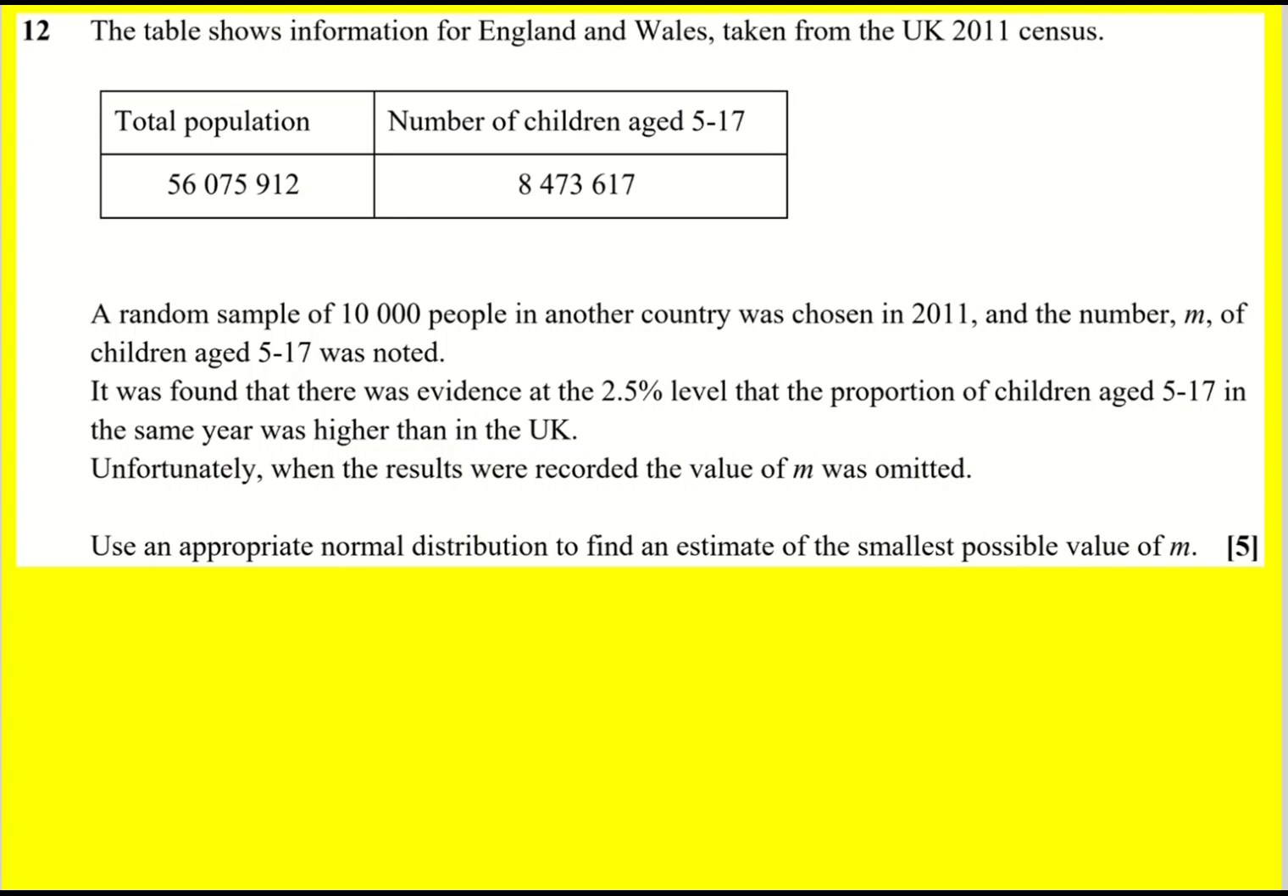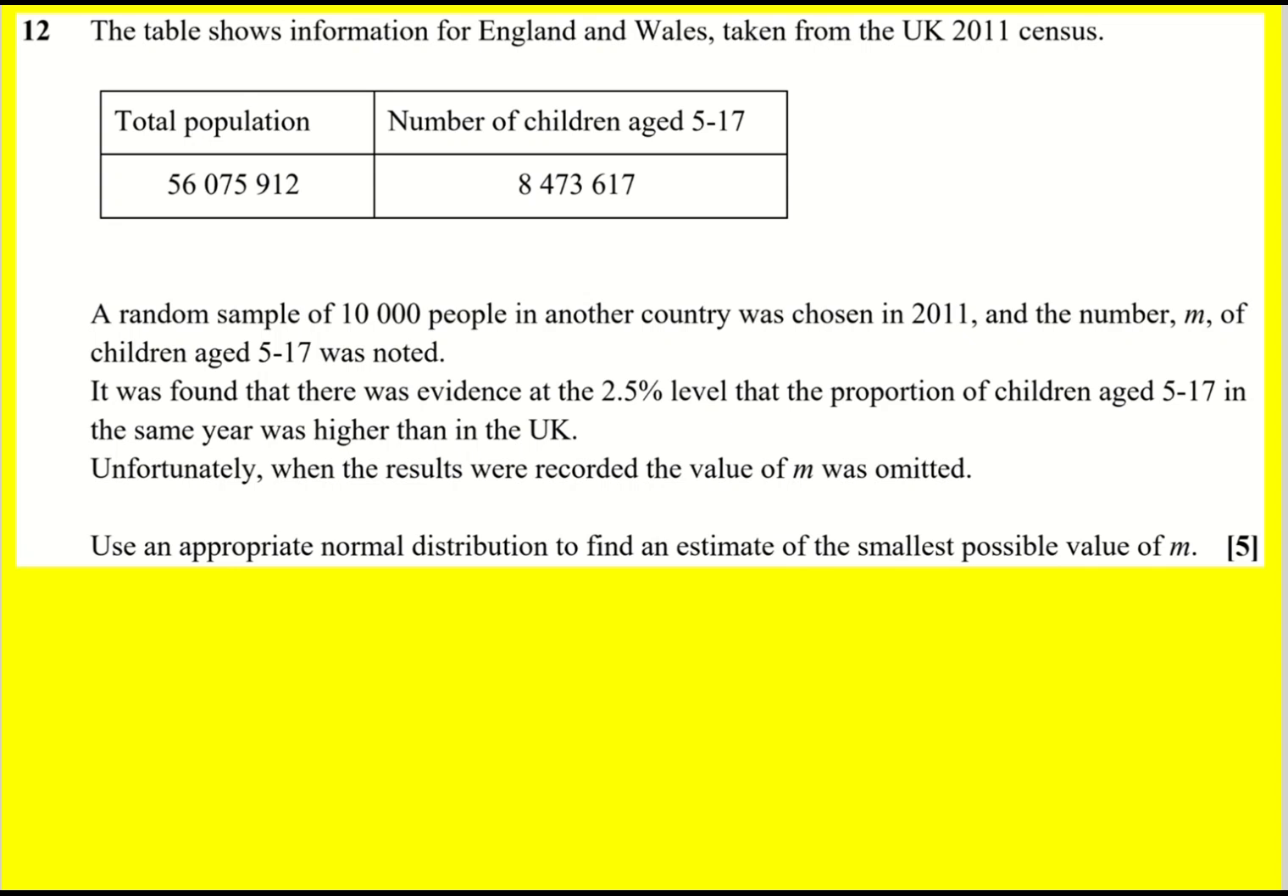Table shows information for England and Wales taken from the UK 2011 census, the number of children aged 5 to 17 and the total population. And then a random sample of 10,000 people in another country was chosen in this year, and the number M of children aged 5 to 17 was noted. And it was found that there was evidence at the 2.5% level that the proportion of children aged 5 to 17 was higher than in the UK.